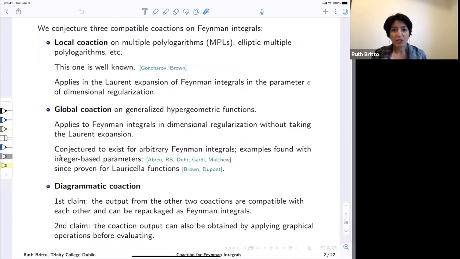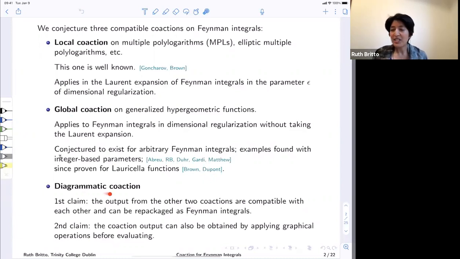This global coaction is conjectured now to exist on the hypergeometric functions, and this was conjectured based on what's coming next, the diagrammatic coaction related to the first coaction. So we conjectured that this exists for arbitrary Feynman integrals in dim-reg. We found several examples with integer-based parameters that arise from Feynman integrals at one loop to begin with. And since then, this global coaction has been proved for Lauricella functions by Brown and Dupont in a very mathematically rigorous way.